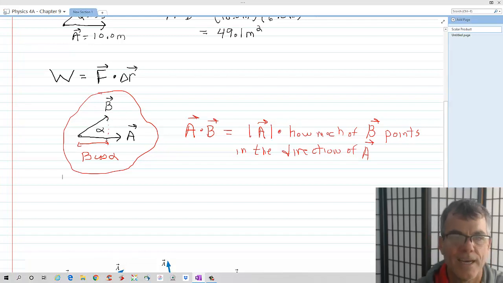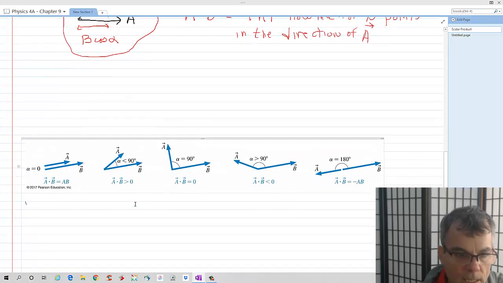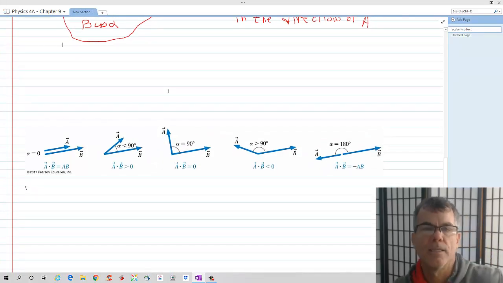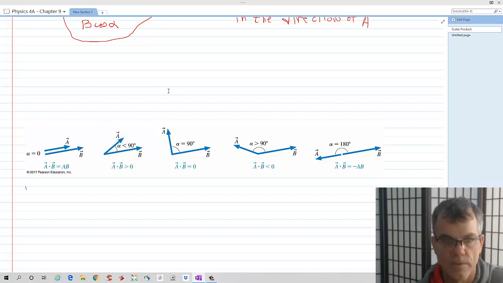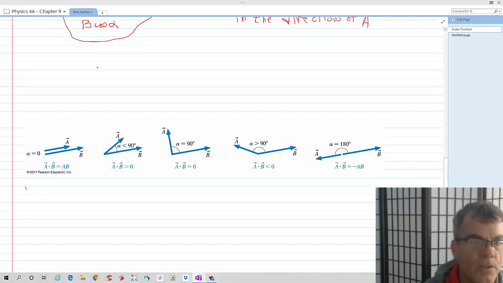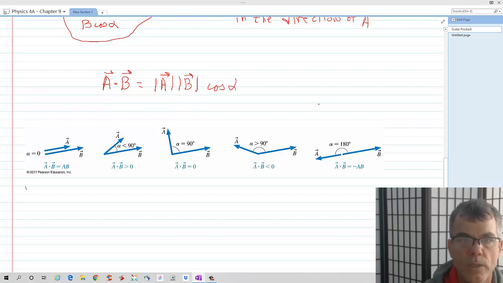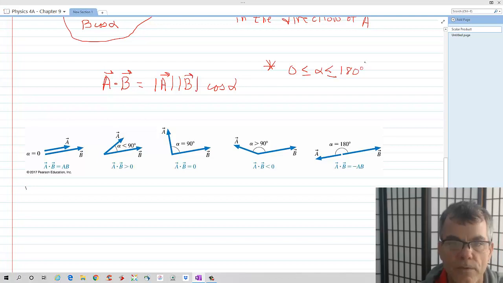So a couple things about the dot product. Whether or not the dot product is positive, negative, or zero only depends upon the angle between the two vectors. When using A dot B, the dot product of vectors A and B, it is the magnitude of A times the magnitude of B times the cosine of the angle between them. One important thing is this angle is always going to be between 0 and 180 degrees. You choose the smaller of the two angles.